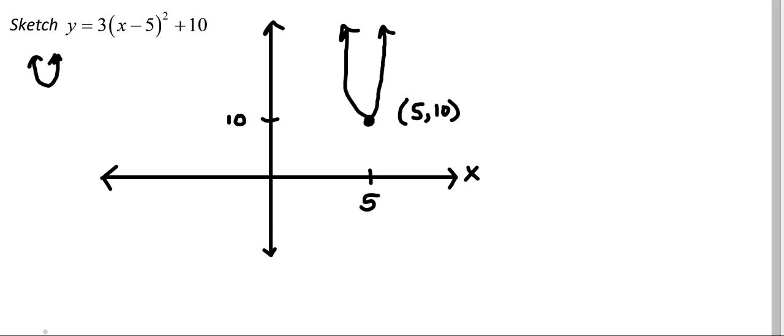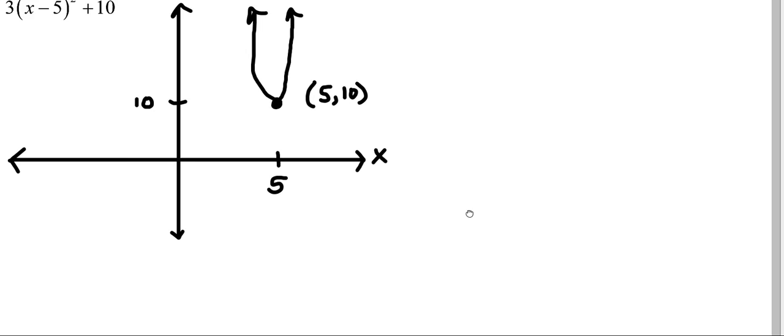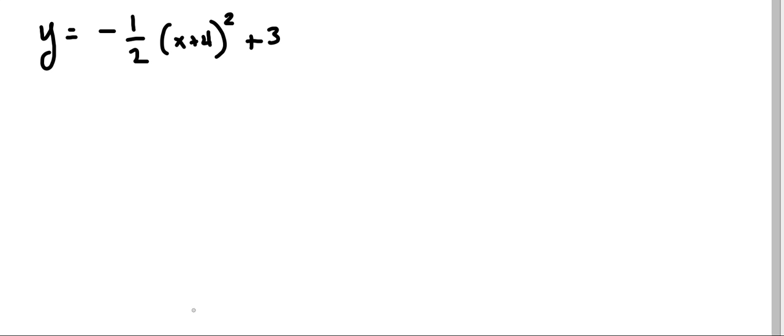That's it. Now, what happens when we get ones that go down? What if this graph was in fact a negative? Let me just play around with another example, where we say, okay, what if we had to draw y equals negative 1/2 (x plus 4) squared, and then let's just add 3. Let's just do that.